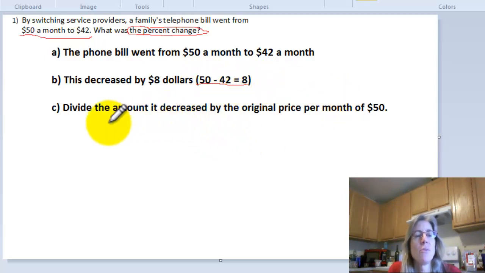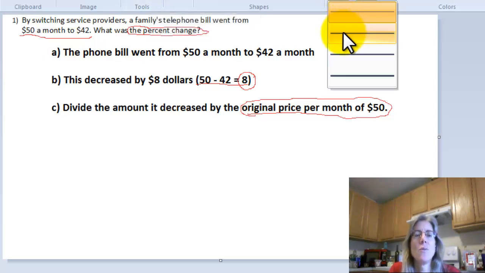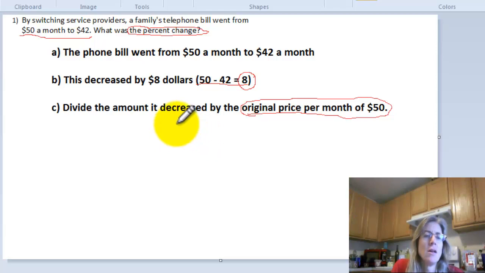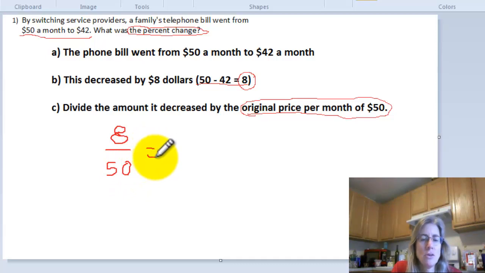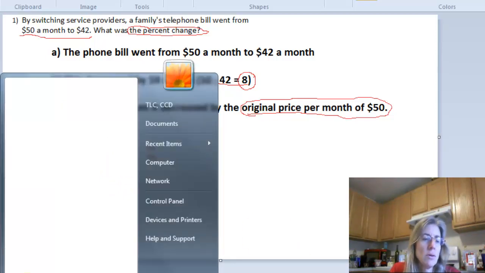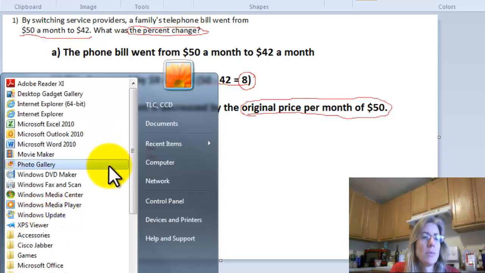In our third step in this problem, you want to divide the amount it decreased by, which is 8, by the original price per month of 50. I'm going to work that out, and then I'll explain why we work it out that way. So the amount decreased, which is 8, divided by the original amount of 50. Now, when you divide a fraction, you will get a decimal. And when you get a decimal, you can then convert it to a percent.